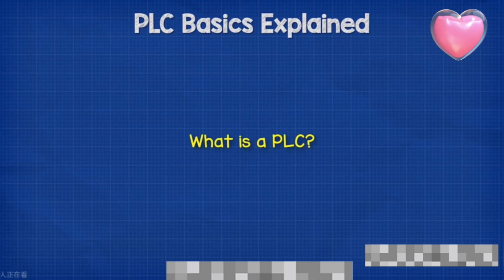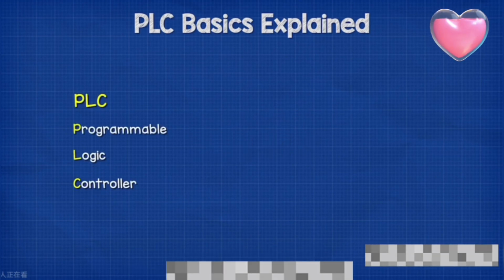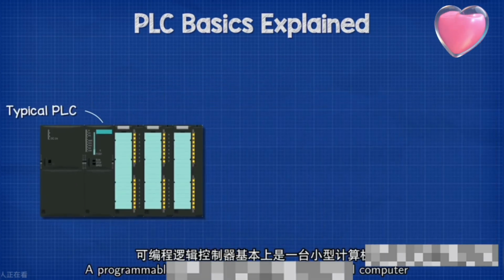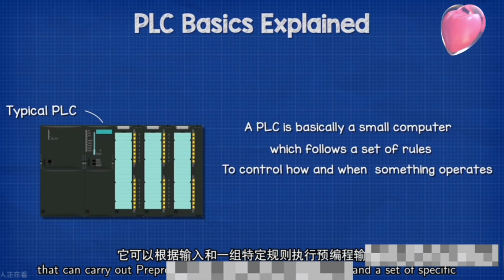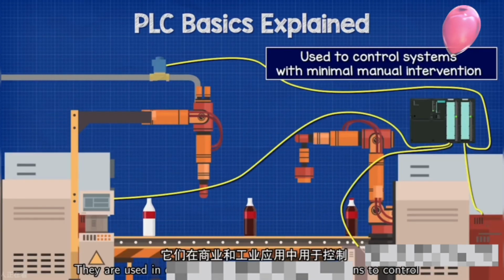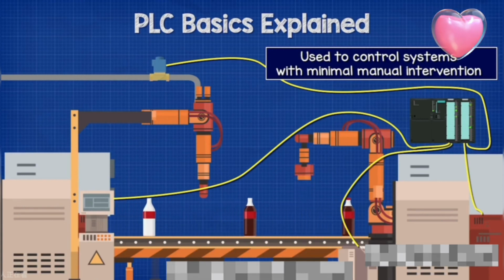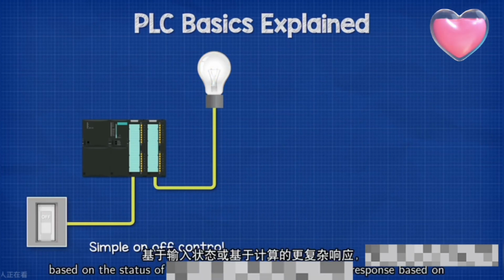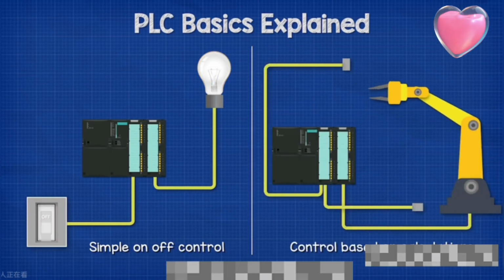That's what we'll be looking at. PLC stands for Programmable Logic Controller. There are many variations, but they typically look something like this. A programmable logic controller is basically a small computer that can carry out pre-programmed outputs based on inputs and a set of specific rules. They are used in commercial and industrial applications to control systems with minimal and sometimes even zero manual intervention. The operation can be a simple on-off control based on the status of the input, or a more sophisticated response based on calculations, sequence, and logic.